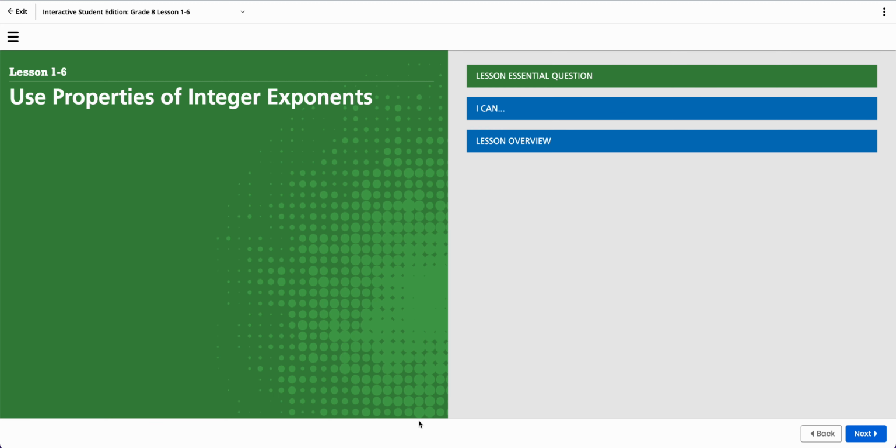What is an integer? What kind of number is an integer? Are they whole numbers or are they fractions? Whole numbers. Can they be positive or negative or both? Both. Okay, so integers are positive and negative whole numbers.